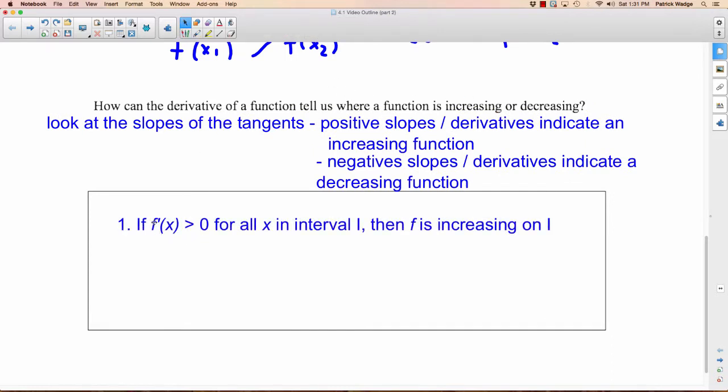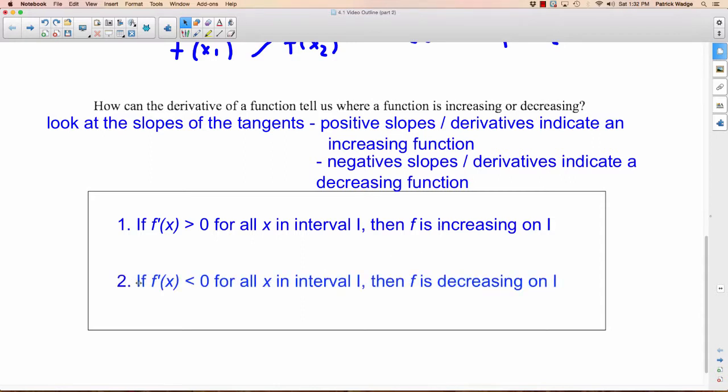If f prime of x, in other words, if the derivative of the function is greater than 0 for all the values of x in some interval, then f is increasing in that interval. And if f prime of x is less than 0, it's negative for all the x's in some interval I, then f is decreasing on the interval. Basically, all you need to remember is positive derivative means the function's increasing, negative derivative means function's decreasing.